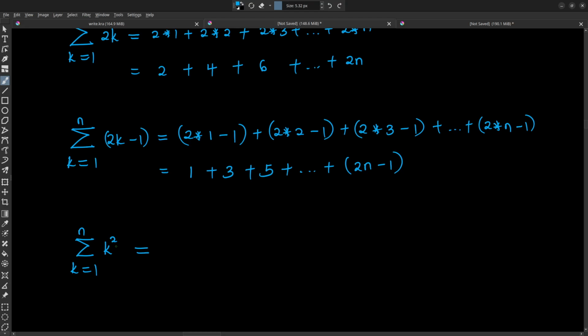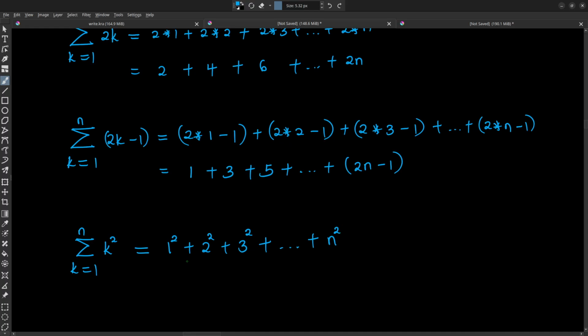So when k is 1, this becomes 1 squared. Then plus, when k is 2, this becomes 2 squared. Then when k is 3, this becomes 3 squared. And this is going to happen all the way till k is equal to n. So when k is n, this is going to be n squared.